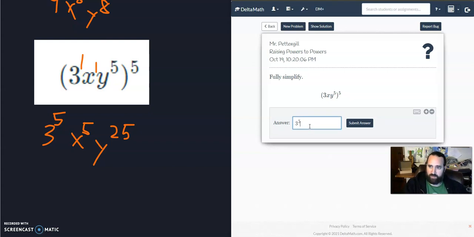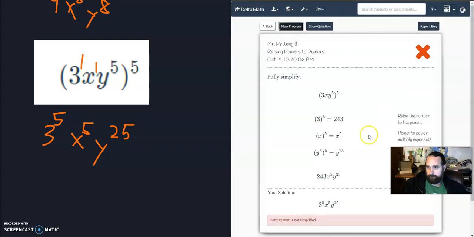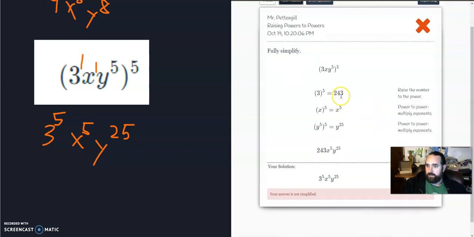It'll basically be because I didn't fully simplify and use the exponent, or because my directions to you guys has always been leave the exponent when it gets bigger. Deltamath is not giving you that same direction. So I'm willing to bet this will get marked wrong. Yep. Right here, it says I'm marked wrong.